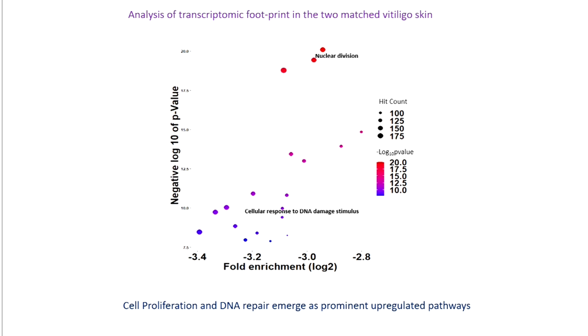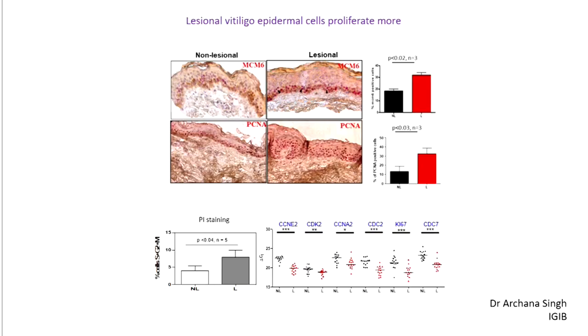But what's projected here is the upregulated set of processes. The ones that really caught our attention are proliferation, or nuclear division, and the response to DNA damage. These two processes are heavily enriched in the lesional skin. So are there any evidences for this at the cellular level?